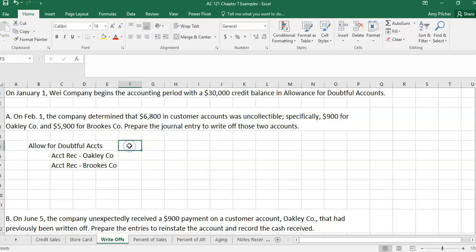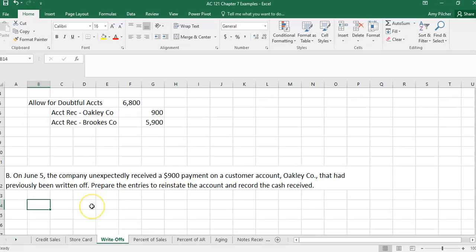So we would have a debit to allowance for doubtful accounts of $6,800, and then we would credit each accounts receivable for their amount that they owe us. We need to keep a separate accounts receivable for each customer in an accounts receivable subsidiary account.